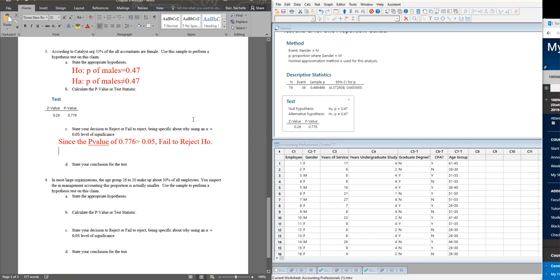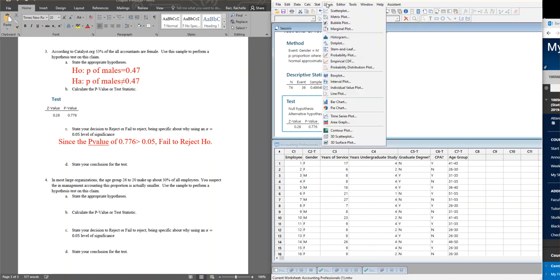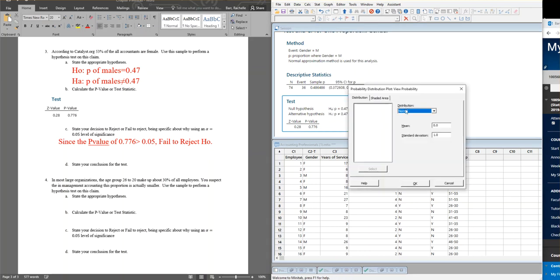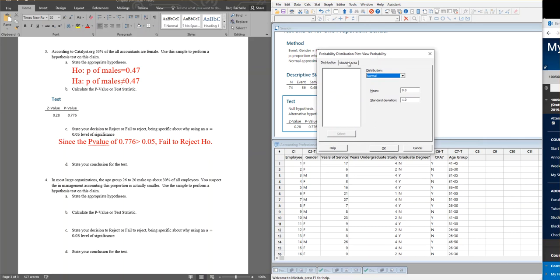Now we need to do our test statistic. So I have to be careful here. Whenever you're doing proportions, it's always a z, so I want the standard normal distribution. So we're going to go to graph, probability distribution plot, view probability. We're still on the, oh my gosh, that was loud. Standard, I have it not recording my sound on here, thank goodness, because that was very loud.